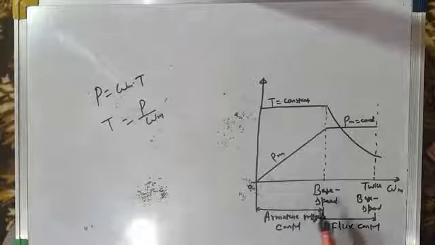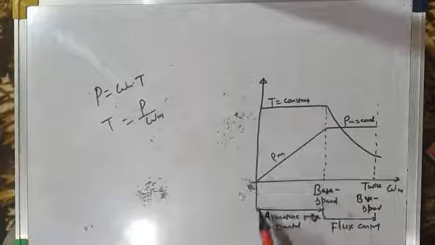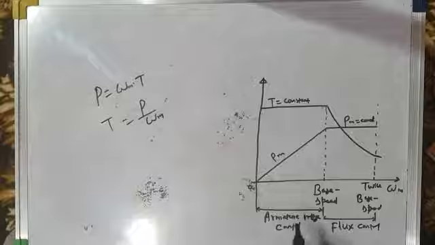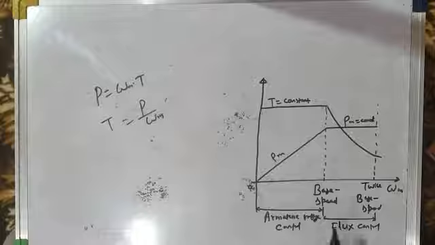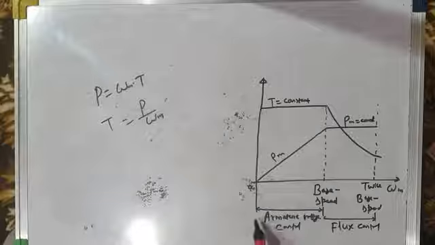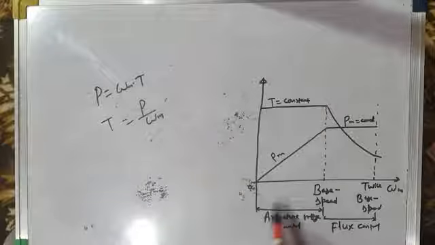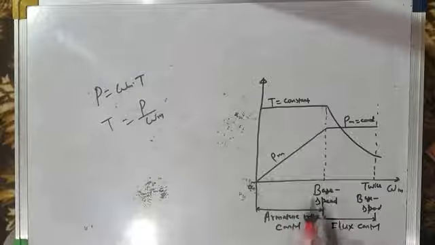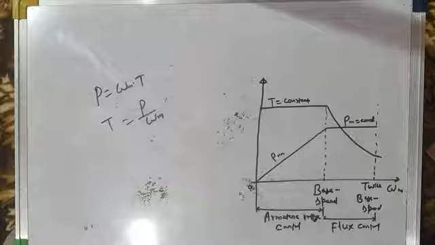For example, if you want speeds from 0 to base speed, just a few moments back we have seen the best method of speed control is the armature voltage control method. And if you want speeds above base speed, the speed control method available with us is the field control method or flux control method. Again, I repeat, from 0 to base speed, we use the armature voltage control method.